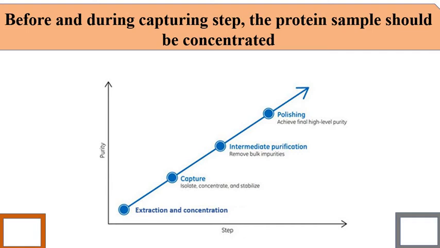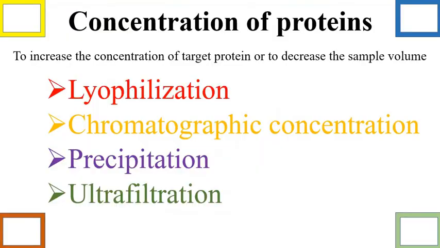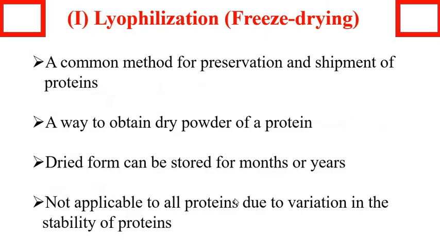But before and during the capturing step, the protein sample should be concentrated. Concentration of the proteins means to increase the concentration of target protein or to decrease the sample volume, which can be performed using different techniques like lyophilization, chromatographic concentration, precipitation, and ultrafiltration.